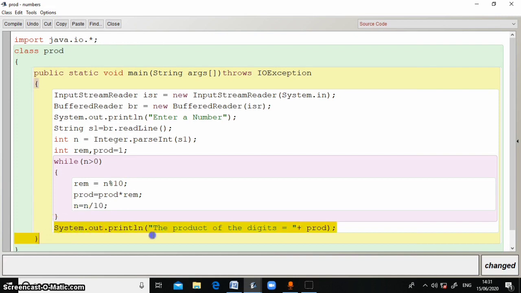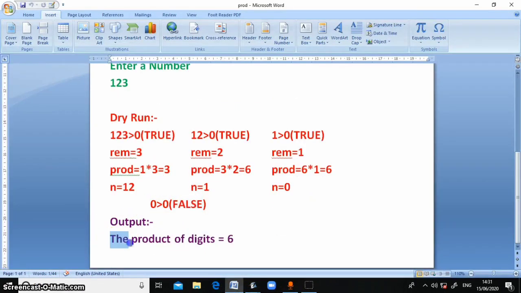That means this line, System.out.println, the product of the digits is equal to, plus prod. Prod was having 6. This is the output of the program.